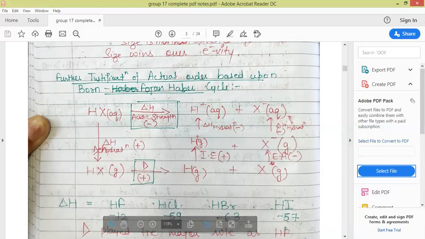Then ionization energy would be required to convert hydrogen gaseous to hydrogen cation gaseous, and electron affinity would be released when an electron is added to get it converted to X negative gaseous. Further, again, these are hydrated to H positive aqueous and X negative aqueous, which are our last steps.